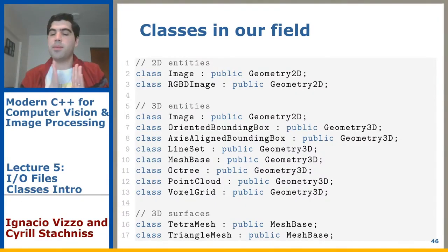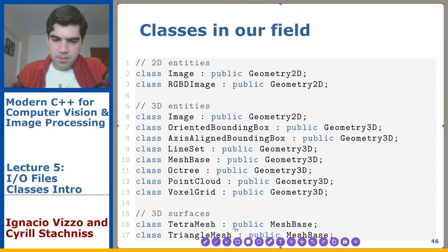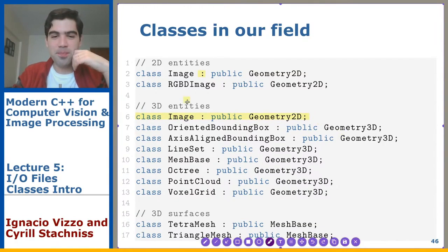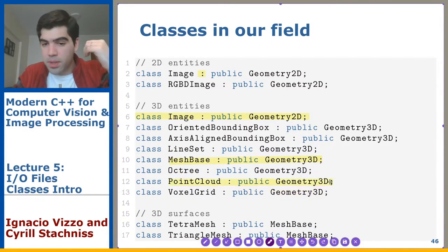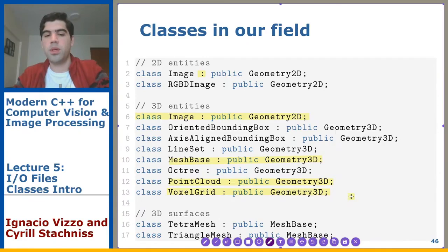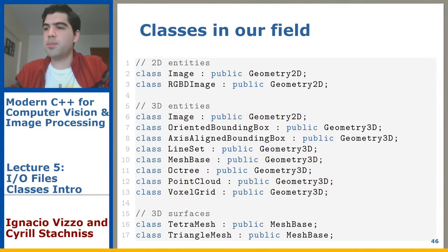Okay, so some examples of types or classes in our field. These examples are taken from the Open3D library. Again, it's a really good library to see how to work with real good C++. So we have the image library that we will see really soon, but it's basically a type of geometry in 2D. Then they also define 3D entities. So this is wrong, this shouldn't be here. But for example, you have a mesh base that's going to be a 3D entity. You have a point cloud that is also going to be a 3D entity. And then you have also voxel grid that we saw an example of in the previous lecture that is going to be a 3D entity. So these are basically some examples of classes.